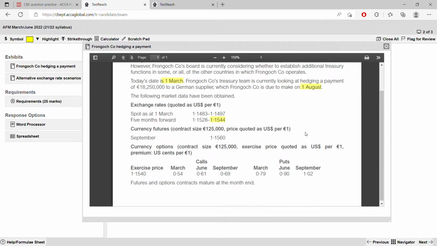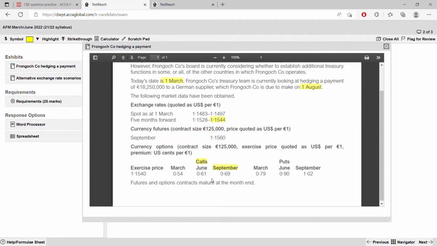Tell me. For this also check, it is priced in euro and you have to buy euro because it's a payment. So you have to buy euro. That means it's a call option, because call means an option for buying and put means an option for selling. So you will go for a call, and you will go for September. So the call September option you will go for.